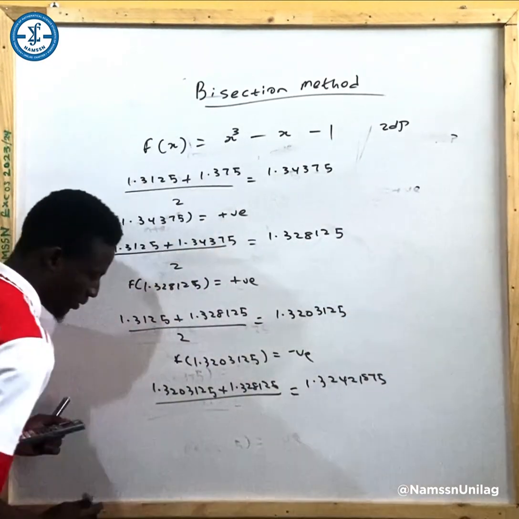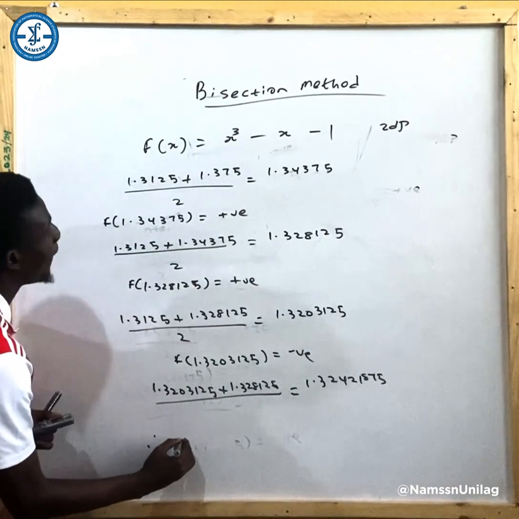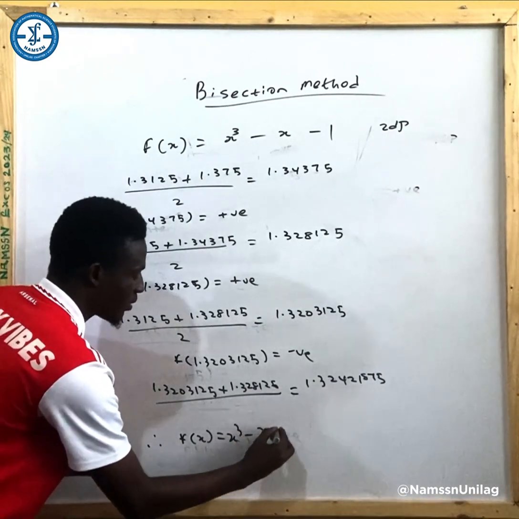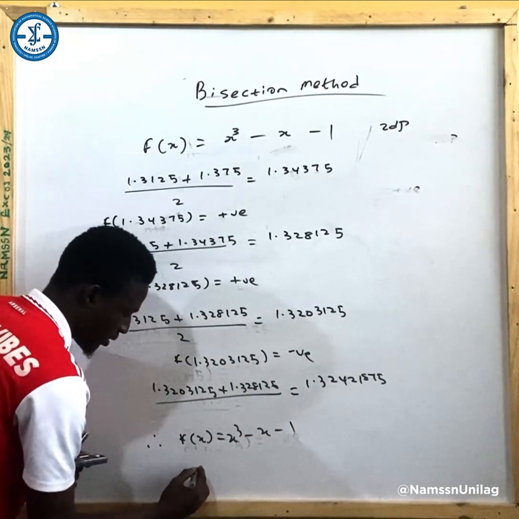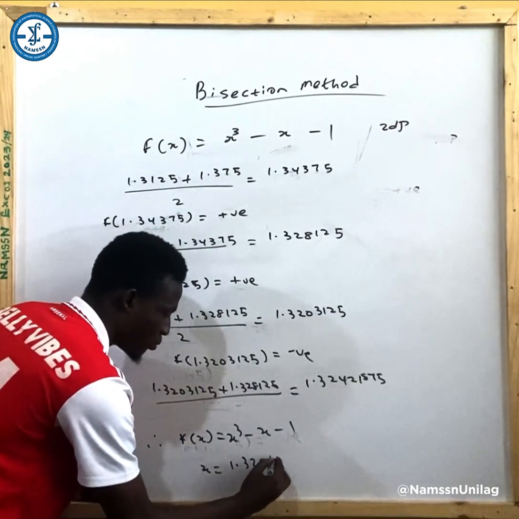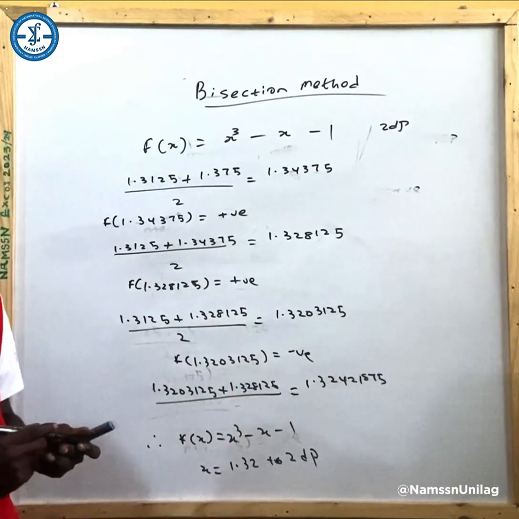So my answer is approximately, okay, f of x equals x cubed minus x minus 1. So my answer x is approximately 1.32 to 2 decimal places. So that is the bisection method.